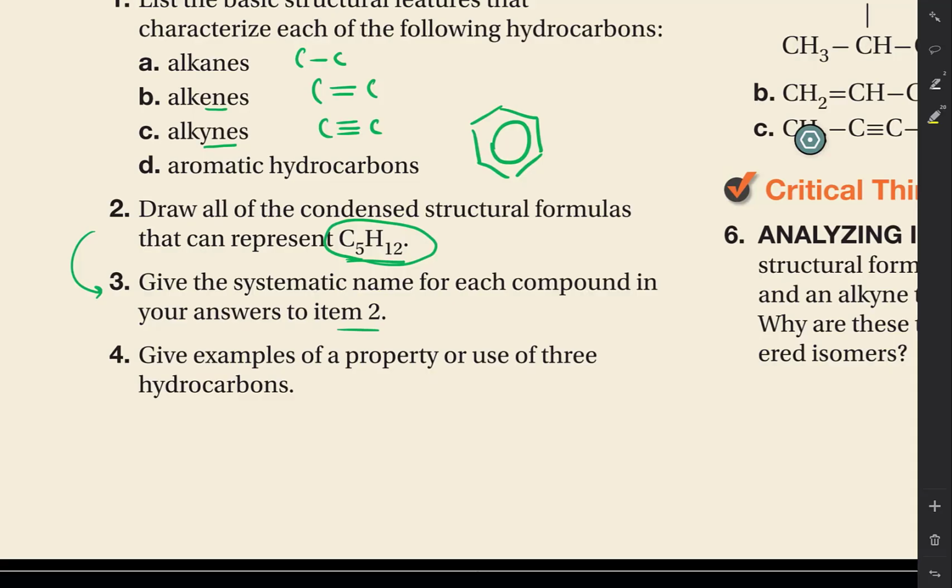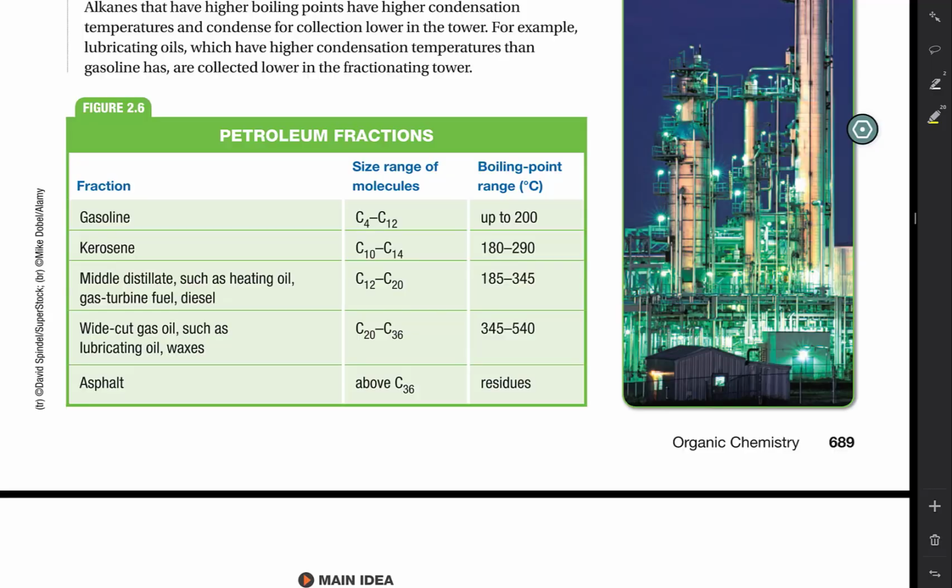Question number 4. Give examples of property or use of 3 hydrocarbons. 3 hydrocarbons means alkane, alkene, and alkyne. And we need an example for each one of them and the usage of them. On page 689, you have examples for alkane in this table in figure 2.6.